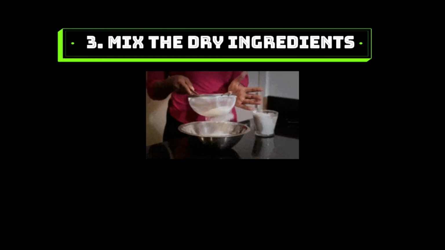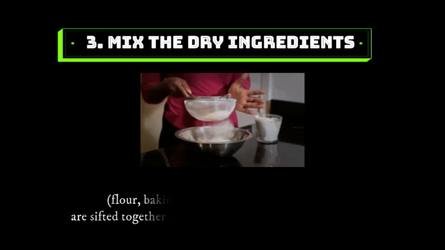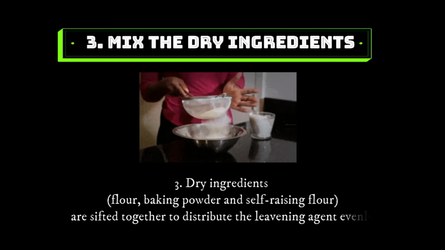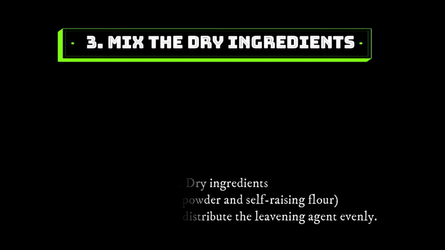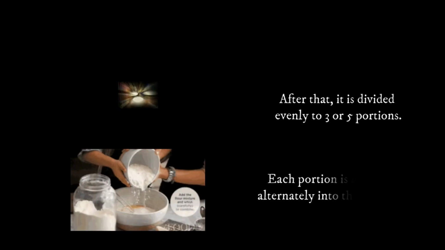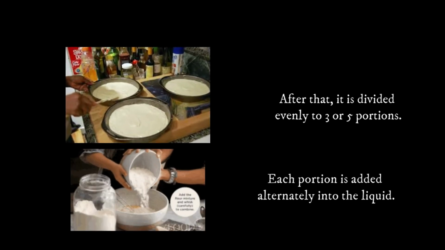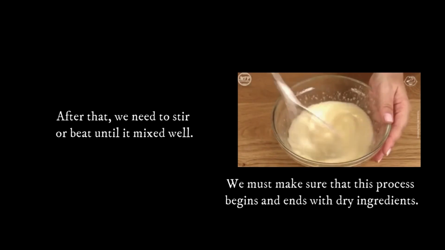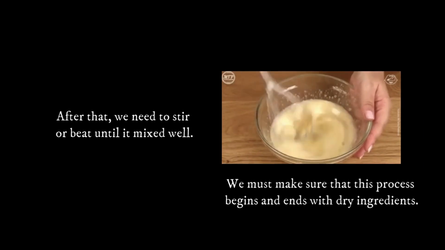For the third step, the dry ingredients such as flour, baking powder, and self-raising flour are sifted to distribute the leavening agent evenly. After that, it is divided into 3 or 5 portions, and each portion is added alternately into the liquid. After we add the portions alternately, we need to stir or beat until it mixes well, and we must make sure that this third step begins and ends with dry ingredients.